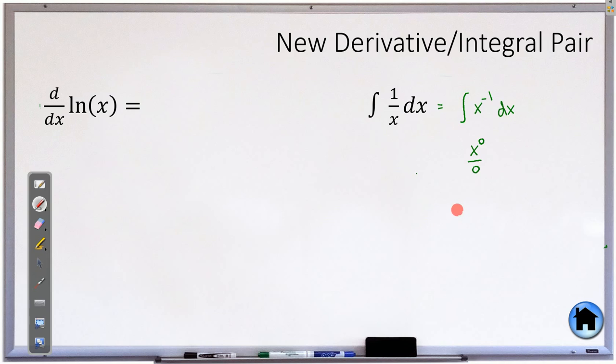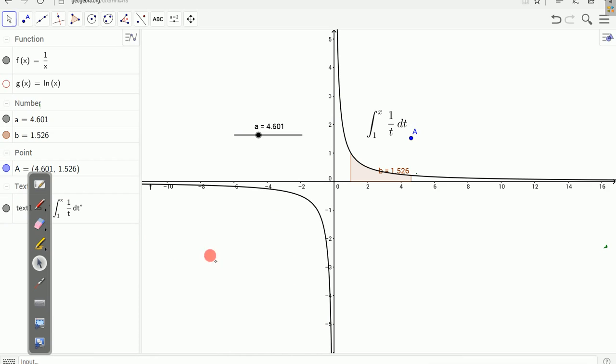We can't use the power rule on this one because that forces us to then divide by 0. So the power rule does not work. And so something else must be going on. Well, what is going on? Let's take a look at a visual representation of that.